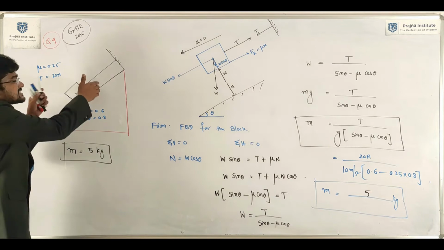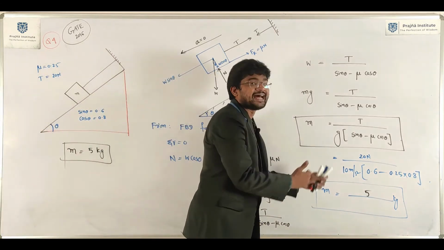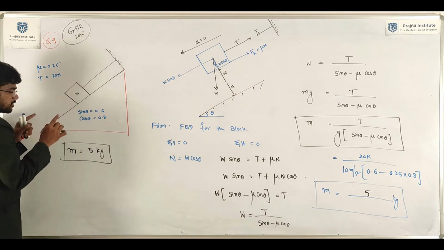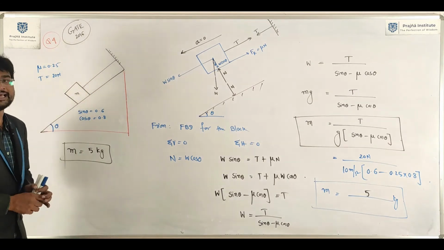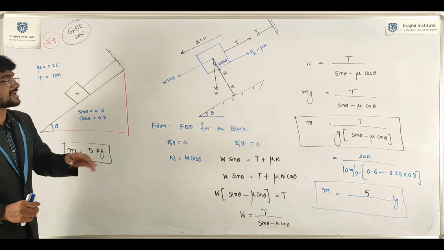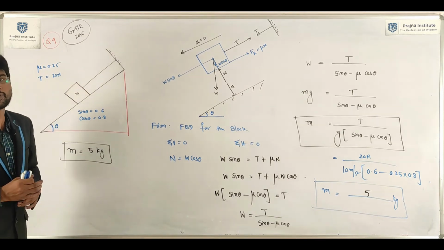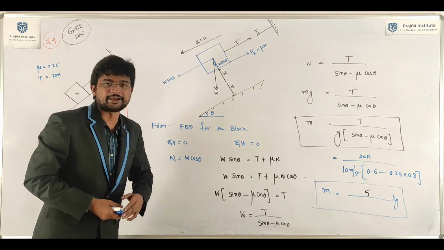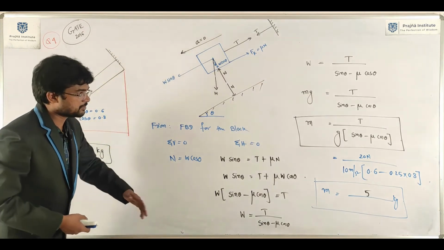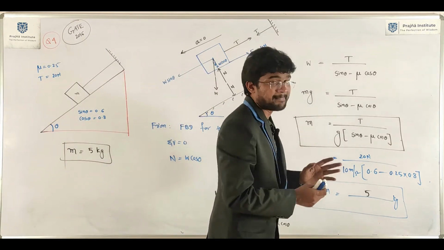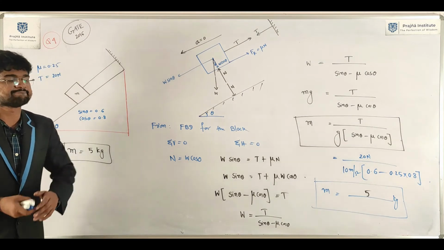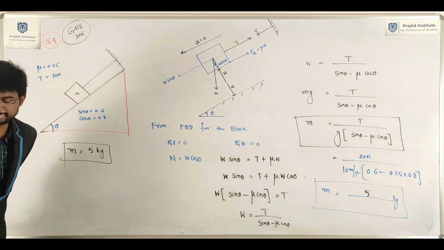It can withstand only 20 Newton in this particular case, at this particular theta and roughness. The maximum withstanding capacity of the string is 20 Newton only, that is the tension in the string. So we drew the free body diagram, applied equilibrium equations, got an expression for mass, substituted the given values, and finally got mass equal to 5 kg. Next, question number 5.